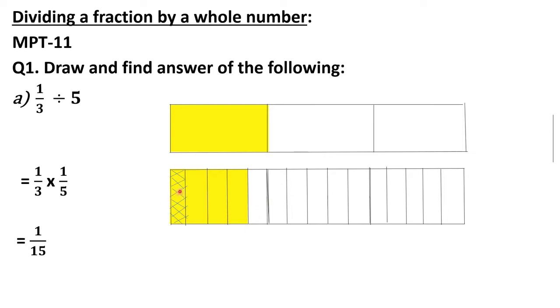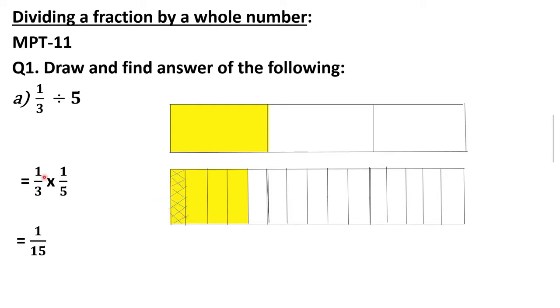So you can see 1, 2, 3, 4, 5. Again 1, 2, 3, 4, 5 in the second box, and again 5 parts in the third box also. So the total number of parts is 15 now. And which part is common here? You can see this 1 by 15.